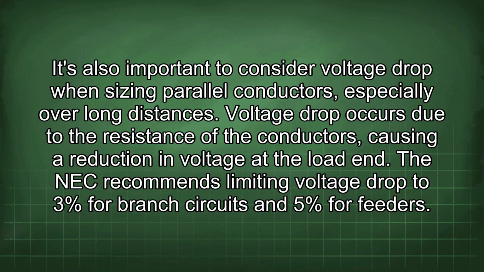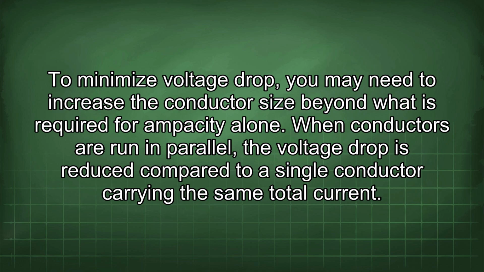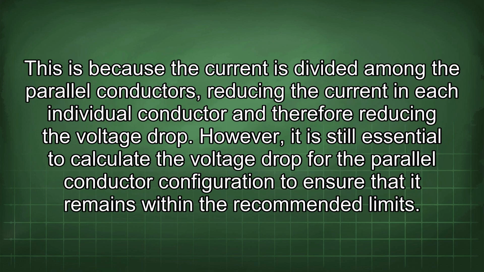It's also important to consider voltage drop when sizing parallel conductors, especially over long distances. Voltage drop occurs due to the resistance of the conductors, causing a reduction in voltage at the load end. The NEC recommends limiting voltage drop to 3% for branch circuits and 5% for feeders. To minimize voltage drop, you may need to increase the conductor size beyond what is required for ampacity alone. When conductors are run in parallel, the voltage drop is reduced compared to a single conductor carrying the same total current. This is because the current is divided among the parallel conductors, reducing the current in each individual conductor and therefore reducing the voltage drop.